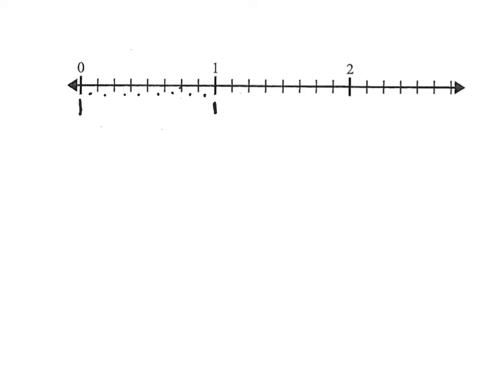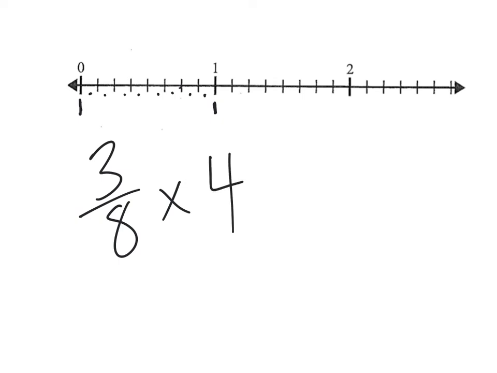I'm going to say, okay, let's do 3/8, and I'm going to times that by 4. All right, so 3/8 times 4. Let's start with the algorithm first. Let's just go and see where that takes us. So 3/8 times 4 is going to be 4 times 3 at the top, which gives me 12. 8 times 1 at the bottom, which gives me an 8.